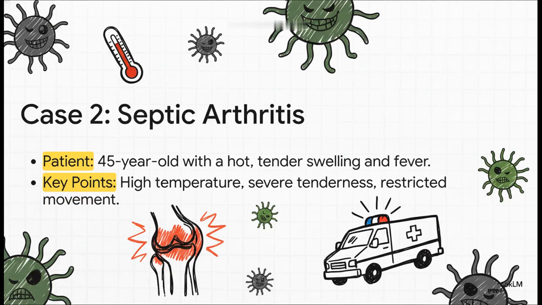You can see right away it's a completely different story. There's no obvious injury. Instead, our clues are systemic. You've got a hot, red, incredibly tender joint, and the patient has a fever. This combination should be screaming infection at you. This is a real orthopedic emergency, and notice the timing. Unlike haemarthrosis, which happens in hours, this usually develops over a day or two.